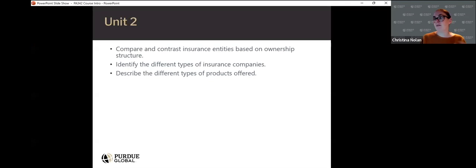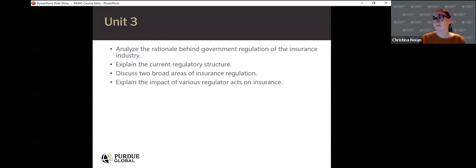Unit 2, we're going to look at the different kinds of insurance entities based on how they're owned. We're going to look at the different types of insurance companies and what products are offered. So this may be a little bit like an insurance salesman unit, but you do need to know what's out there in terms of what kinds of insurance is available. And it's not just personal insurance. It would be things like workers' compensation. That is a type of insurance in and of itself.